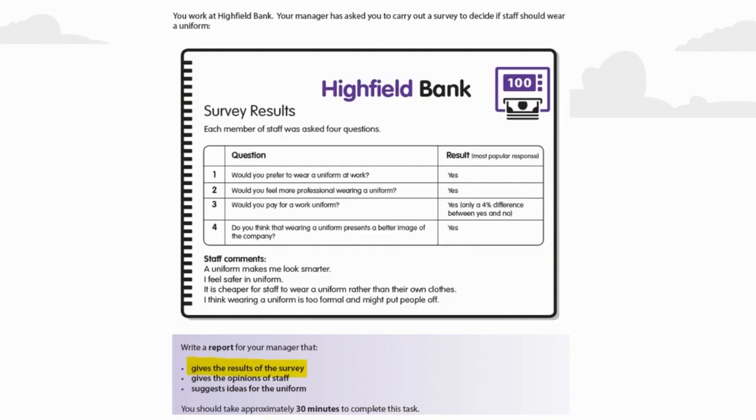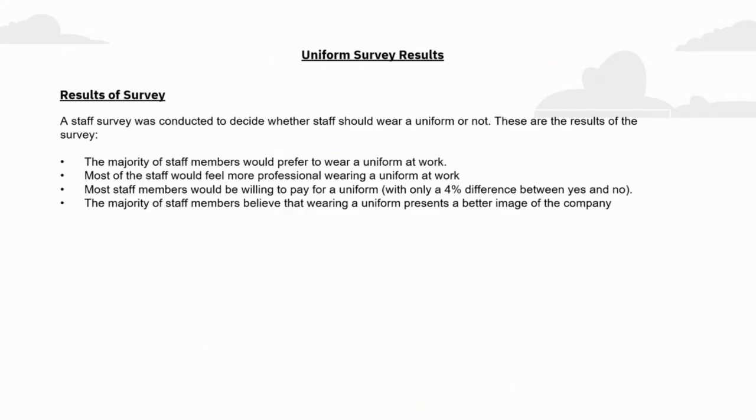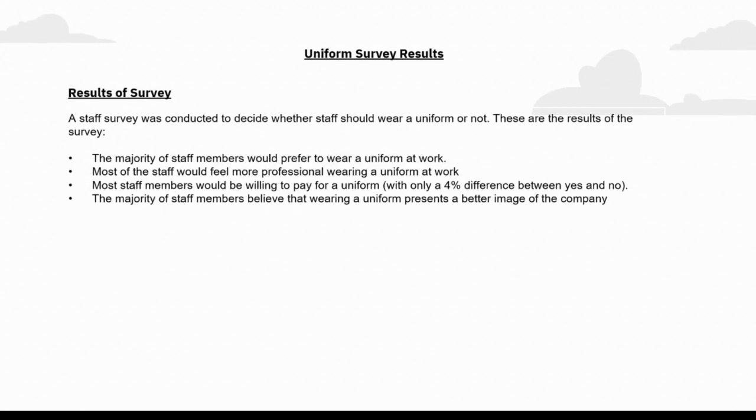So the first bullet point asks you to give the results of the survey. So we will look at the survey results here, and all we need to do is write that up in our own way. So you can see I've started to write the report here. I've got uniform survey results as my heading, and then as my first subheading, I've written results of survey. Under that subheading, I'm going to use bullet points in order to write down the results of the survey, as I thought they would be quite effective in this section. You might want to pause the video here and read through my first section.